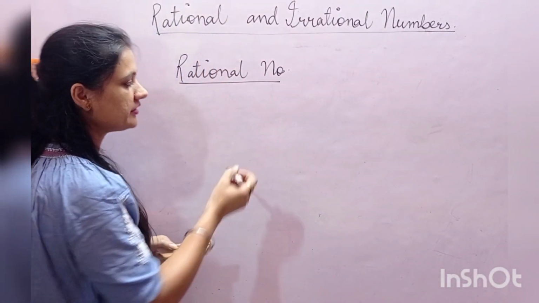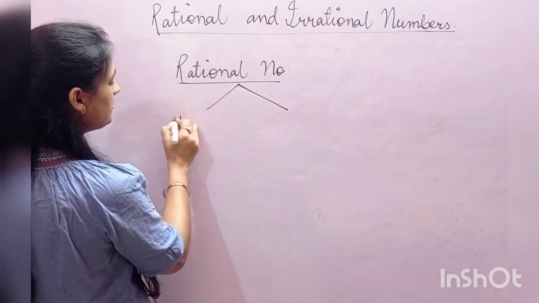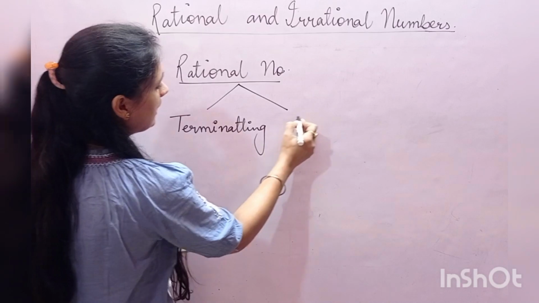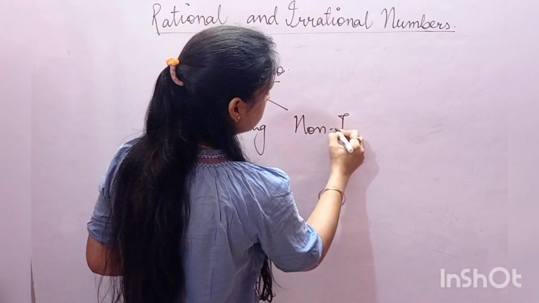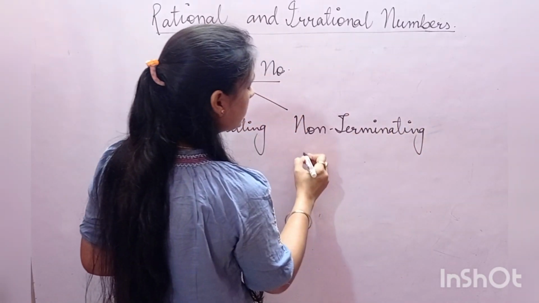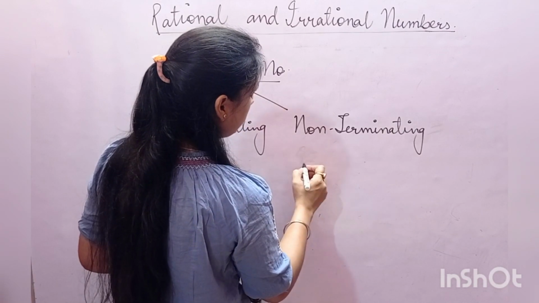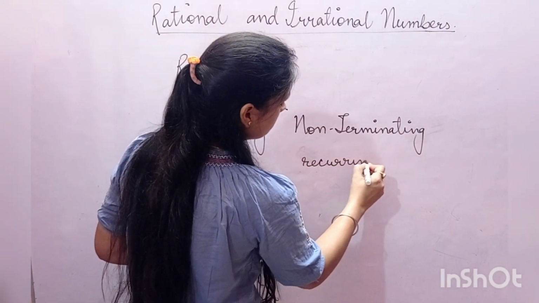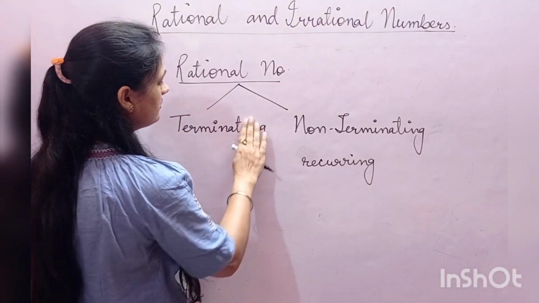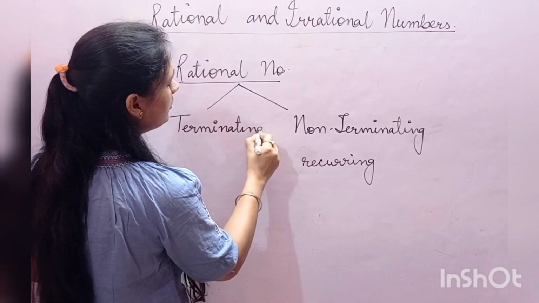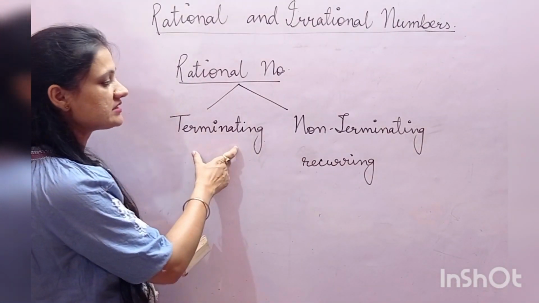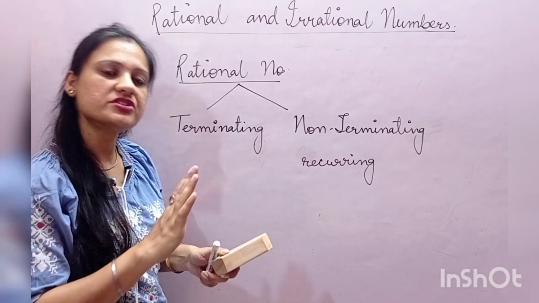Rational numbers are again divided into two types, that is terminating and non-terminating, repeated, or we can say recurring. Now, what are terminating and non-terminating rational numbers? Let us understand the difference. By the term itself, you can say terminating means which can be divided.